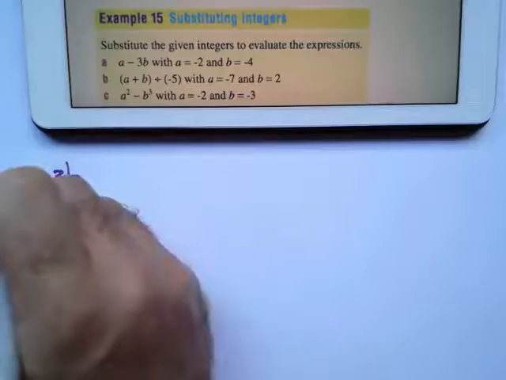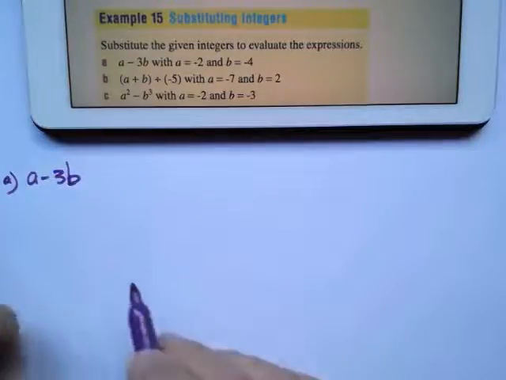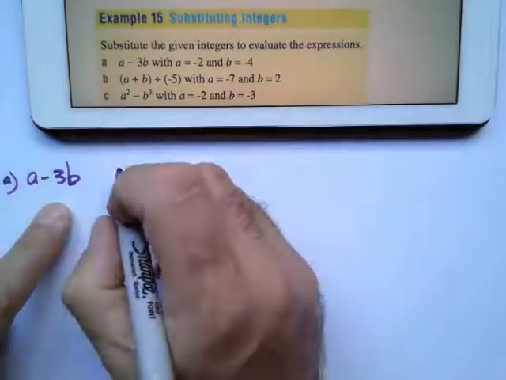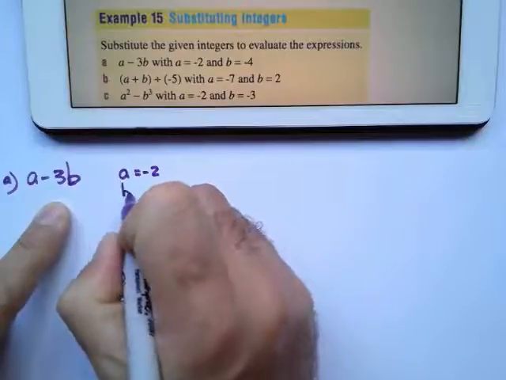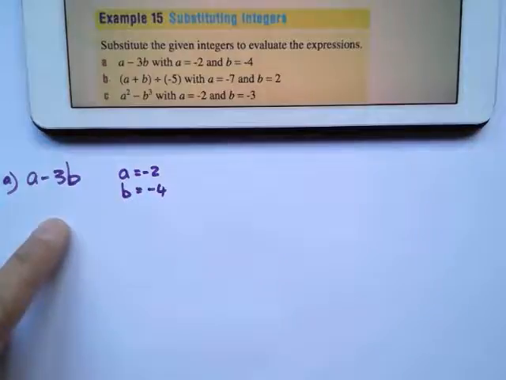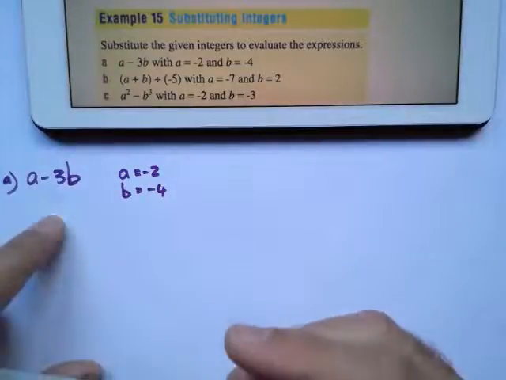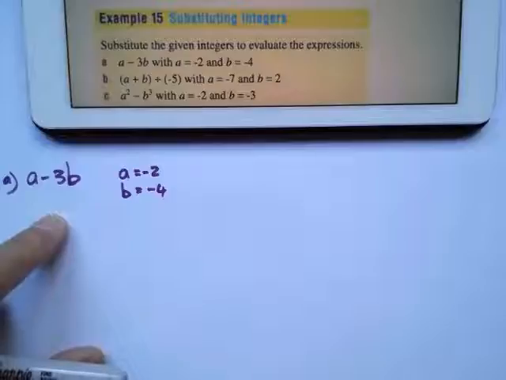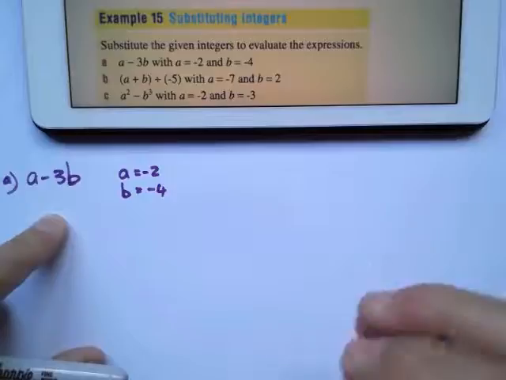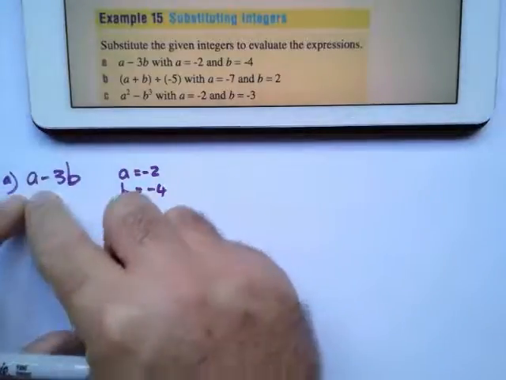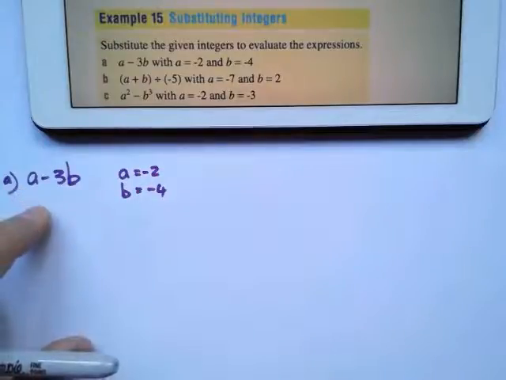So in 1a, they ask us: what is the value of a minus 3b if a equals negative 2 and b equals negative 4? What I want to do is substitute. Now remember the word substitute. If you're a substitute in a soccer team, it means you go into the place of. So substitute means that in the place of a needs to be negative 2.